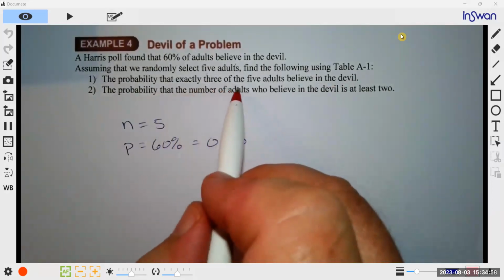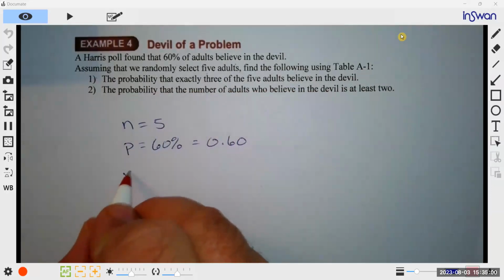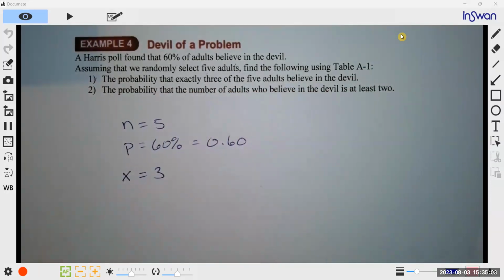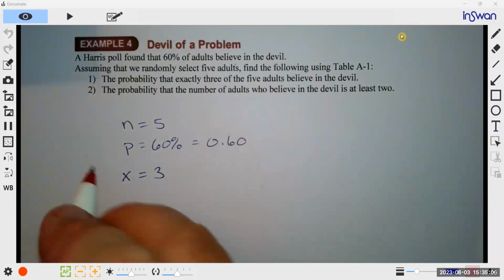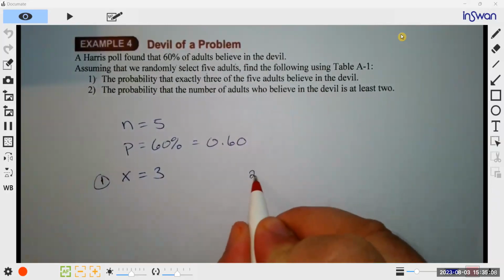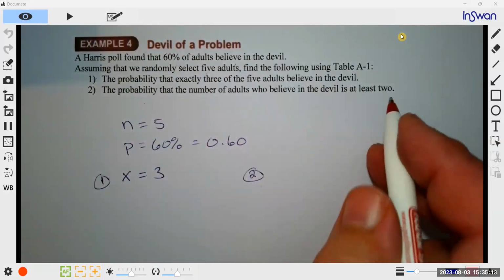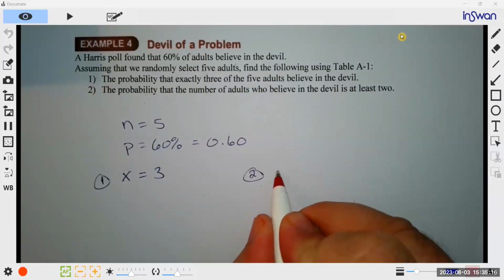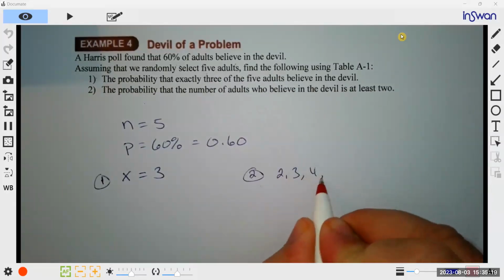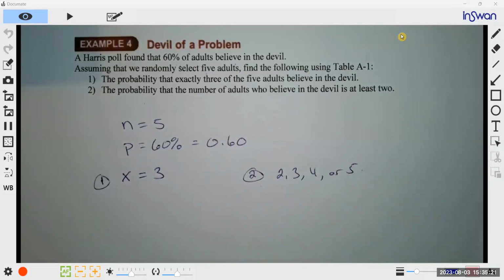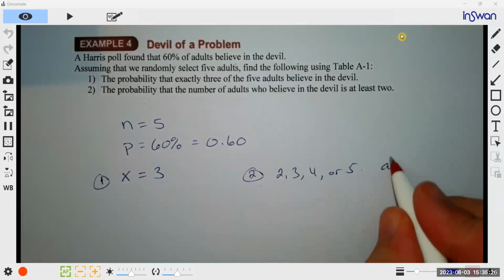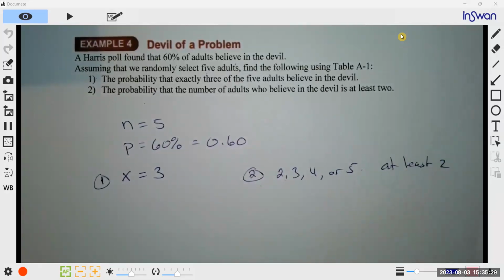The probability that exactly 3 of the 5 believe in the devil. So we're looking for the first one, which is x = 3. This is for number 1. And number 2 is the probability that the number of adults who believe in the devil is at least 2. At least 2, so it's 2, 3, 4, or 5. So the only thing we don't want is 1.